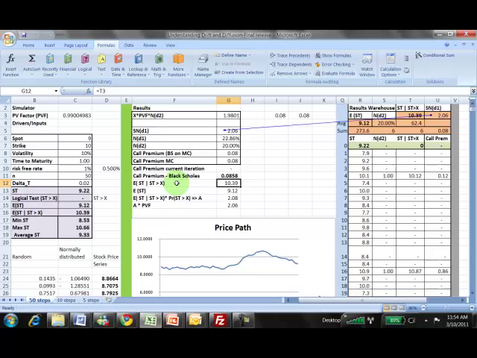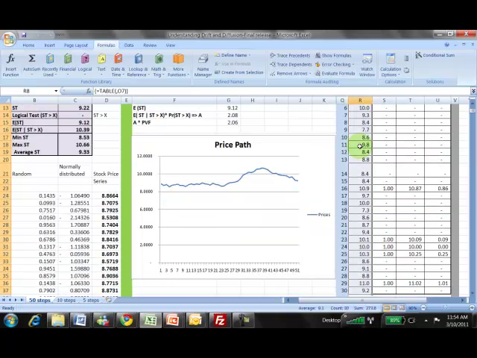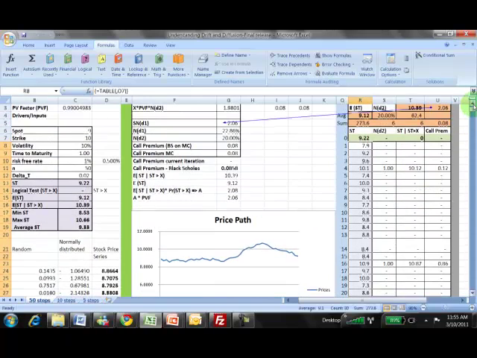The first piece we need is, what is the expectation of ST if ST is greater than X? If you remember, when we first spoke about this, in this column, we have all the values of ST irrespective of whether ST is greater than X or not.